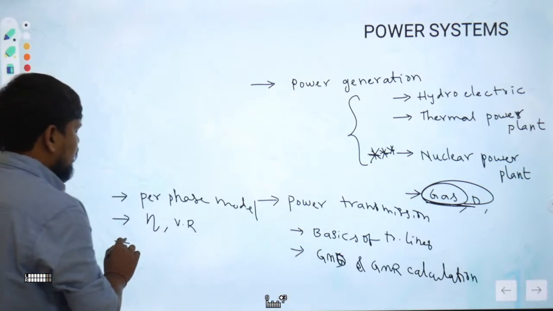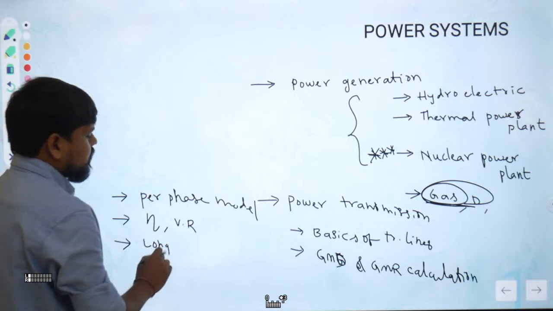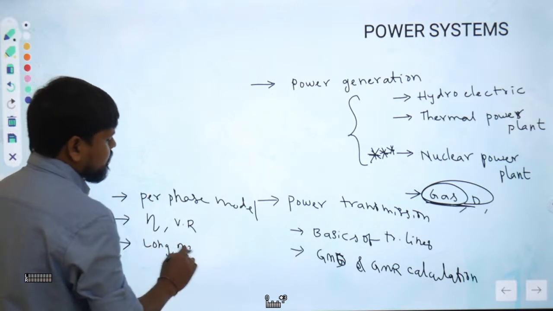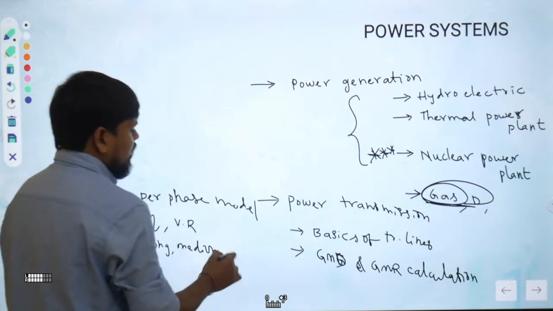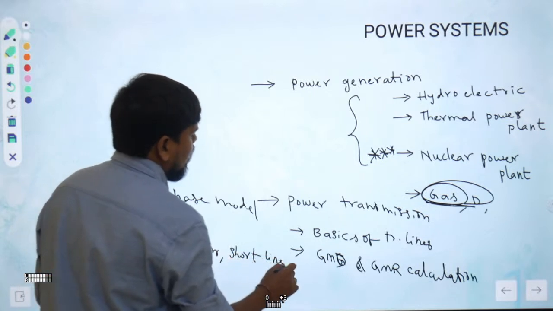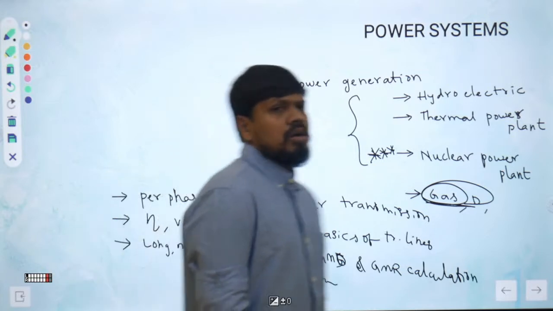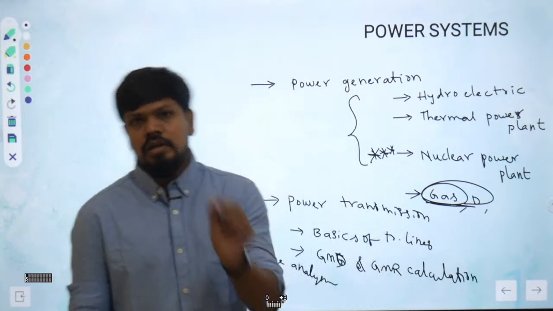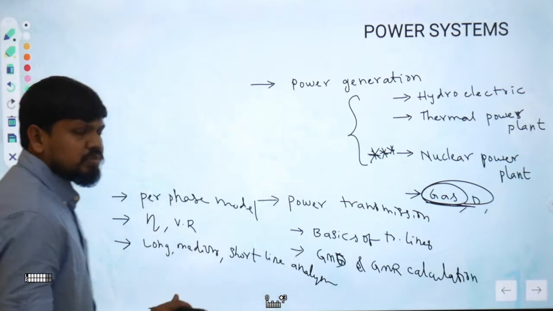After that, we need to model the transmission line as a long line, medium line, and short line. So these are the analyses we need to do: long, medium and short line analysis. These are all things we need to understand. That's what the transmission concepts are about.